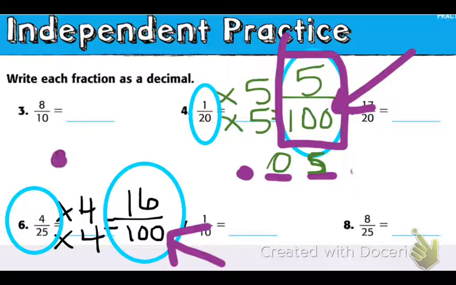Step 2. Tenths, hundredths. 16 hundredths is the same value. It's worth the same amount as 16 over 100 or 4 25ths. All three of them are the same, even though they look different.